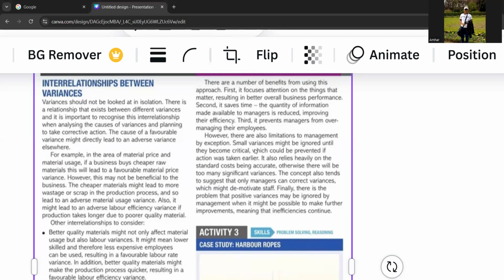Okay, so small variances might be ignored until they become critical, which could be prevented if action was taken earlier. So when there's a small difference in variance and they take action earlier, then it becoming critical could be prevented, right? Yeah, it can be. If no actions are taken at the starting stage, then it will become critical. So at the last stage, it's very difficult to bring it back to normal. So that is what they are saying.